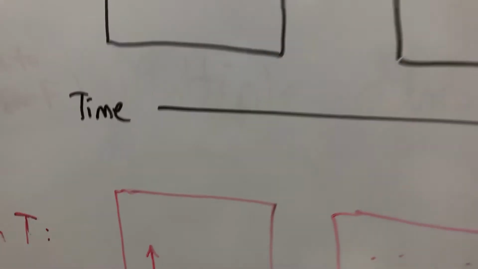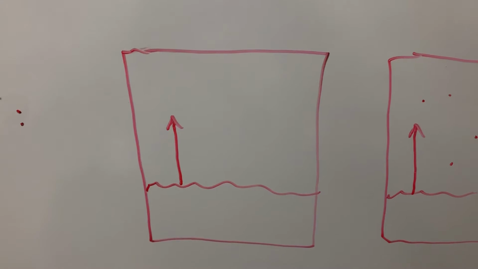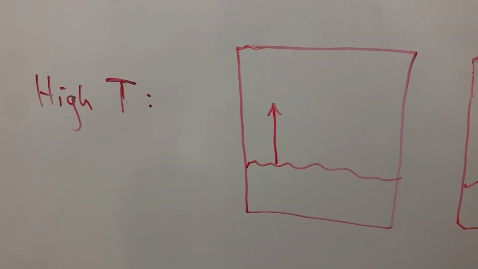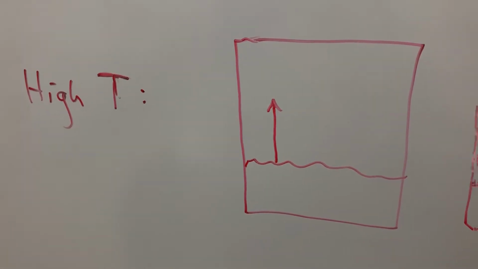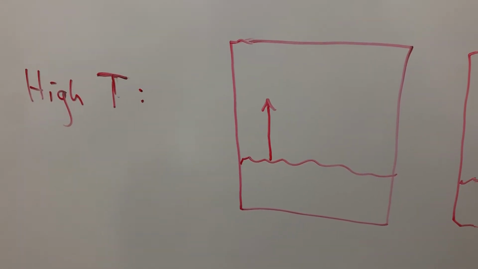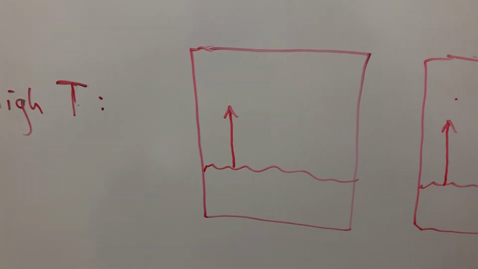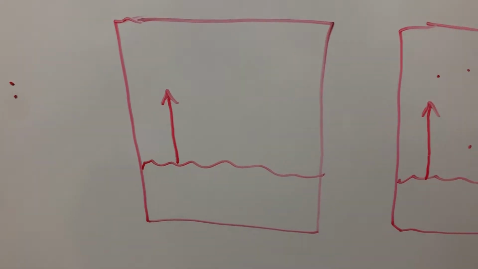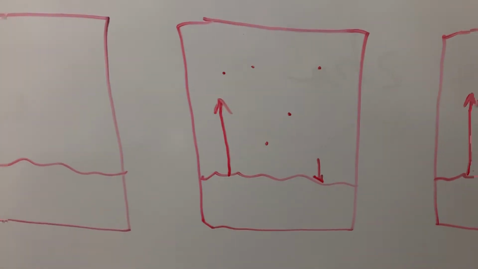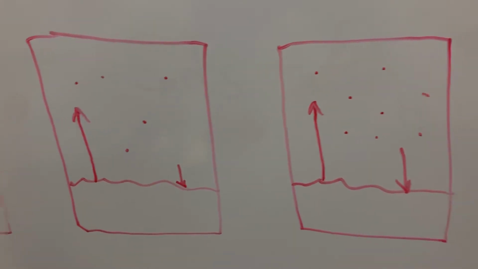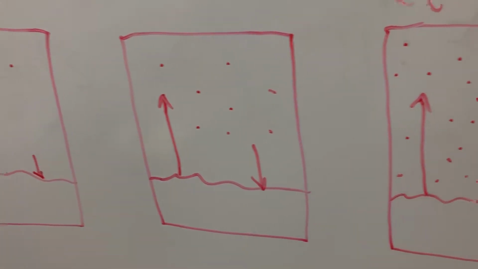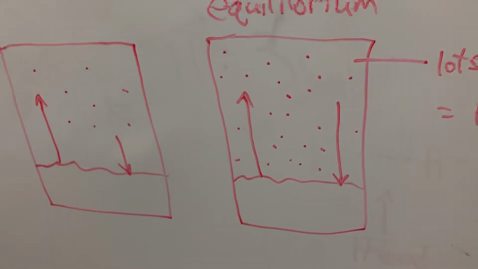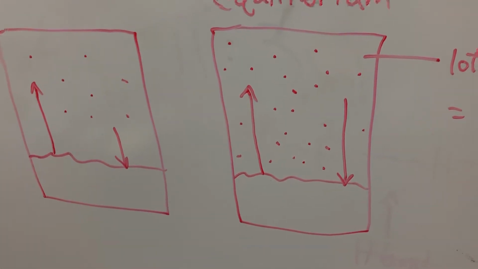If, on the other hand, we have a liquid that has a higher initial rate of evaporation, I did this one as a high temperature liquid, so it could be the same liquid at a higher temperature, or a different liquid that has weaker intermolecular attractions at the same temperature. Either way, with a high initial rate of evaporation, as time passes we build up vapor and increase the rate of condensation, and we have to get more vapor present in that container before the rate of condensation equals the rate of evaporation.